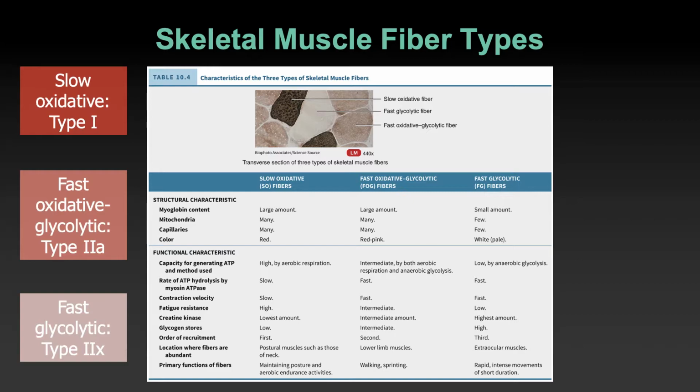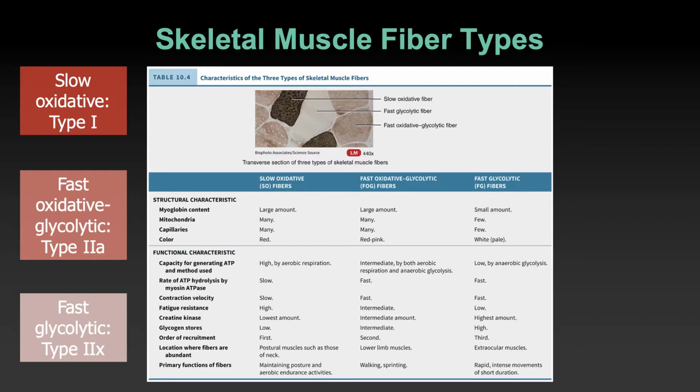It's aerobic, it uses oxygen, doesn't really generate a ton of force, but it's a marathon muscle. You don't need it to generate a lot of force. Slow oxidative muscle is type 1. The others are type 2. There's type 2A and type 2X.